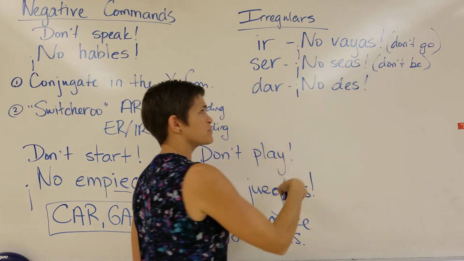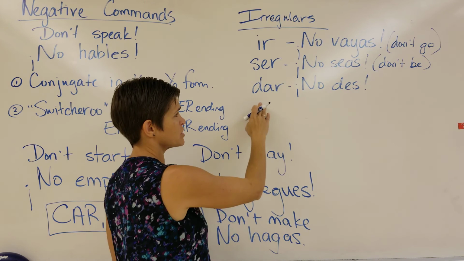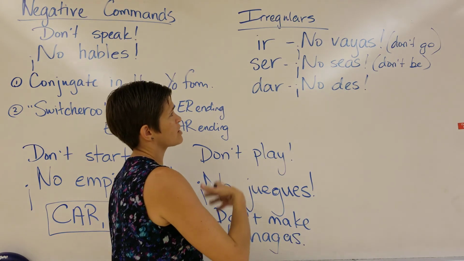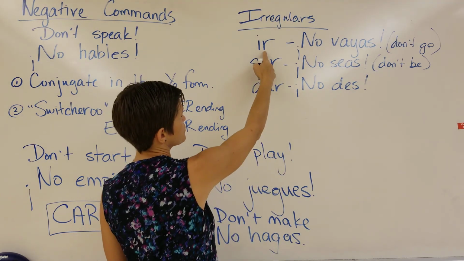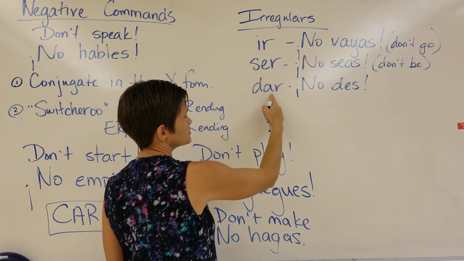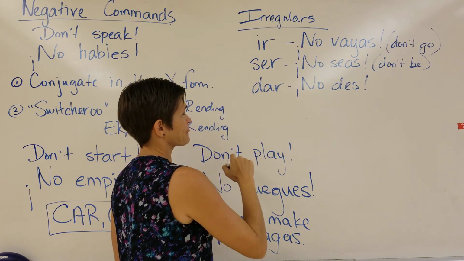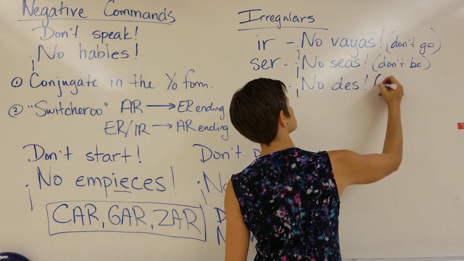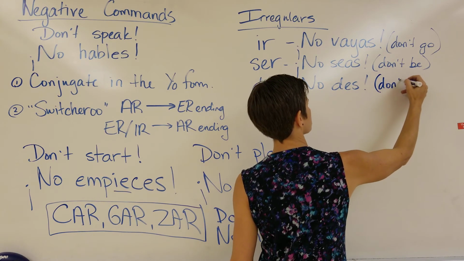Doesn't look all that irregular, but it's because the yo form of dar is doy. So we are having to follow the verbs. All of these, voy, soy, doy. That's why these are irregular. This is don't give.